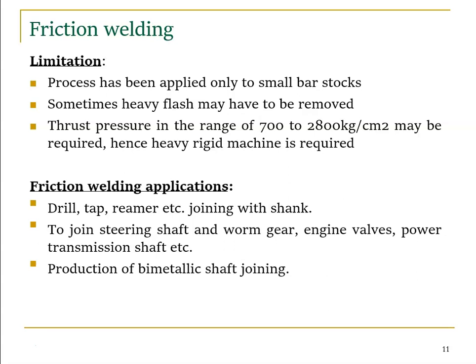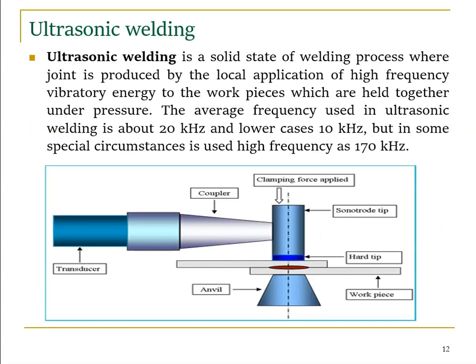Joining with shank, right? And to join steering shaft and worm gear, engine valves, power transmission shafts, etc. So production of bimetallic shaft joining. These are some of the applications of friction welding. So friction welding is nothing but we are going to make a joint between two dissimilar metals with the help of friction heat or friction temperature, right? The second one is ultrasonic welding.